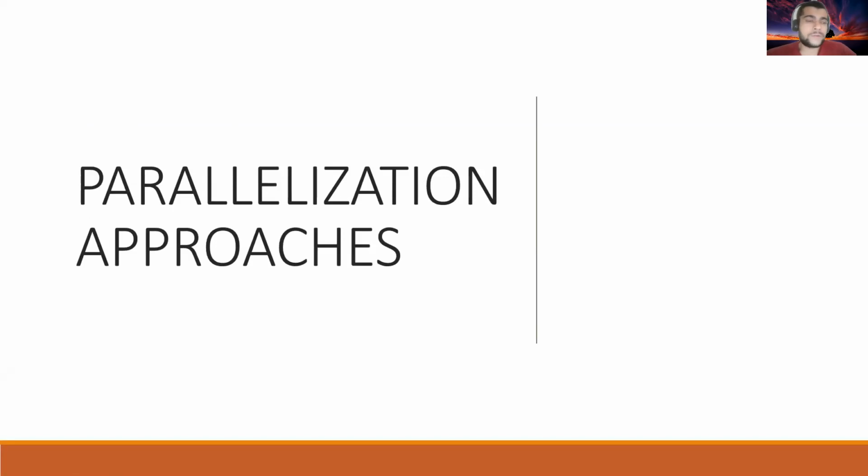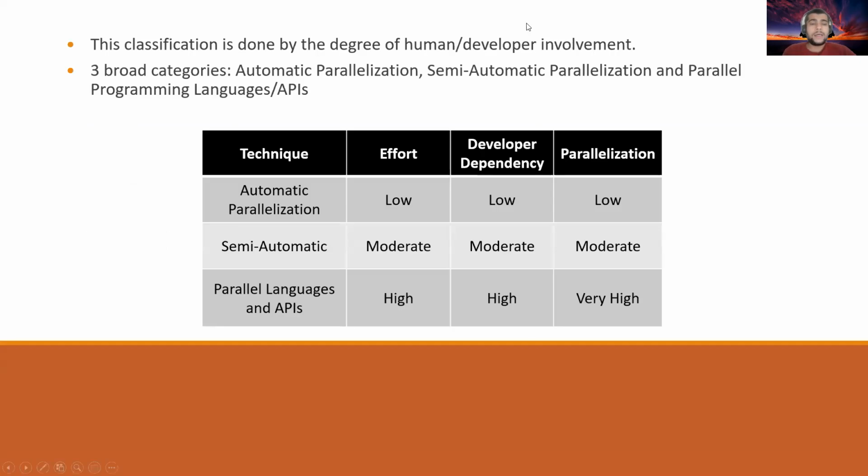Okay, so let's go through the parallelization approaches. The classification is done by the degree of the human or developer involvement, and there are three broad categories: automatic, semi-automatic, and then parallel languages and APIs. In automatic parallelization, effort is low, developer dependency is also low, and the degree of parallelization is also low. On the other hand, in semi-automatic, effort is moderate, developer dependency is also moderate, and parallelization is moderate.